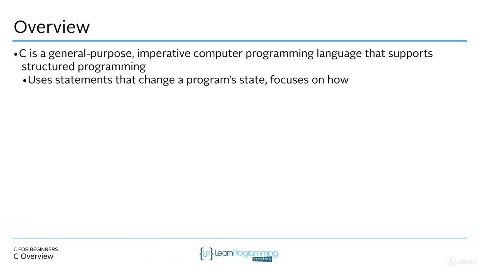So C is a general purpose imperative programming language. It supports structured programming. Now we talked about higher level languages and we described how C is a higher level programming language. This just means that it's easier and more efficient to use than writing in assembly language, understanding instruction sets. Specifically though, it's very general purpose. And what this means is you can write all sorts of applications in the C programming language.